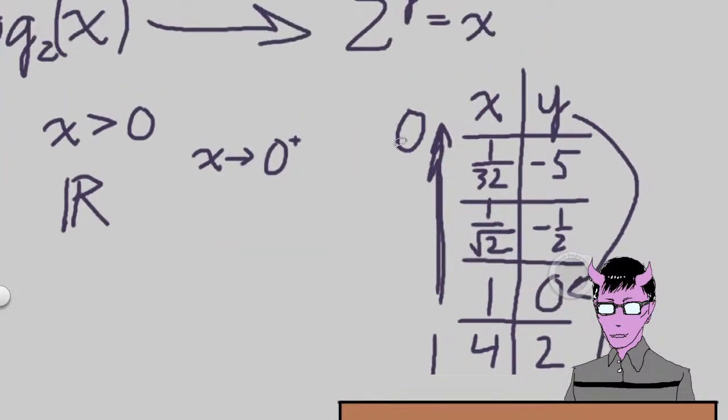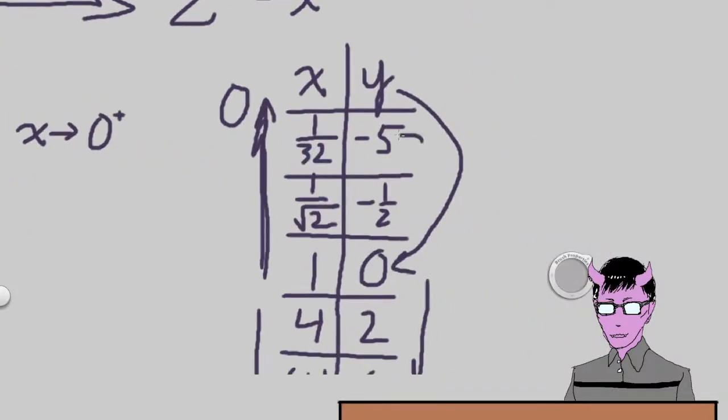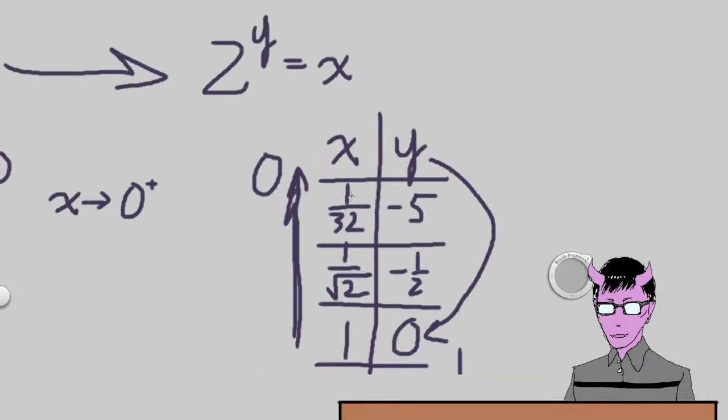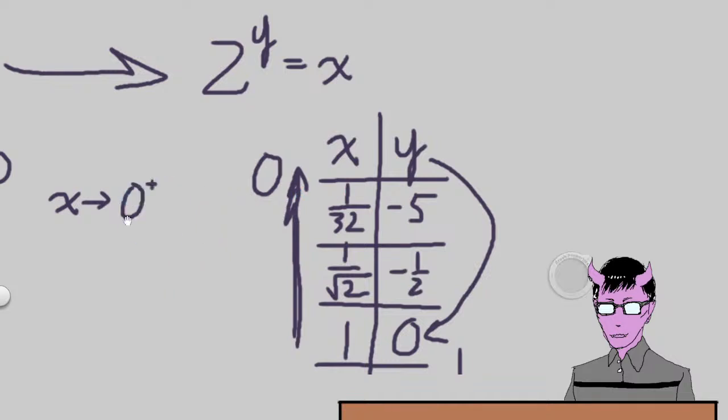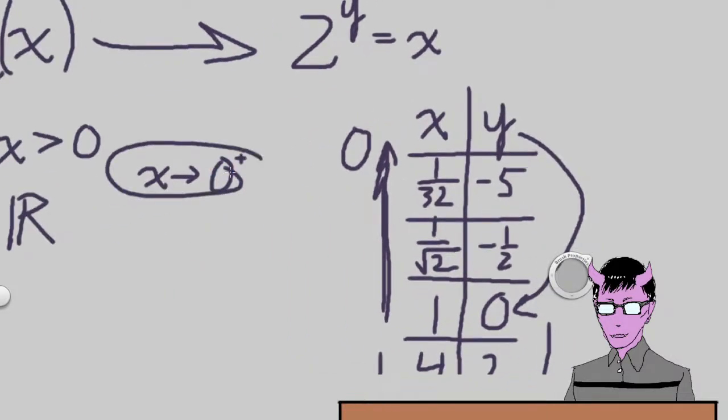So as we pick x values that are approaching 0, but they're still positive values, the y values are shrinking forever. So first we started with negative 1/2, then we get negative 5. You can imagine that as we pick smaller and smaller x values, like 1 over 1 million, for example, that's going to result in a very large sized negative y value. And we can summarize this trending pattern. So as x approaches 0 from the positive side, y approaches negative infinity.